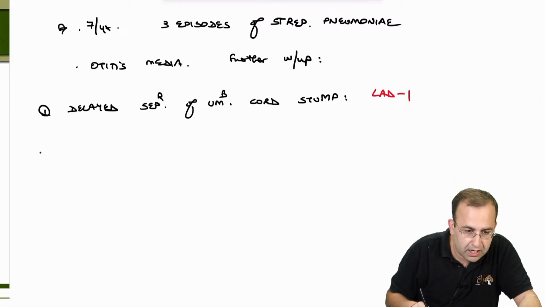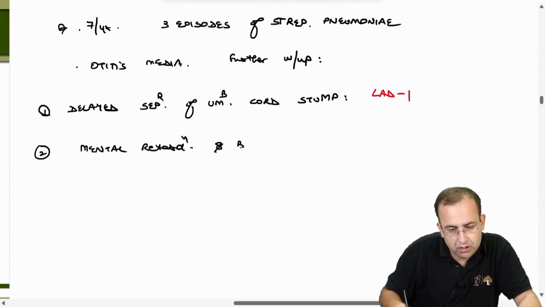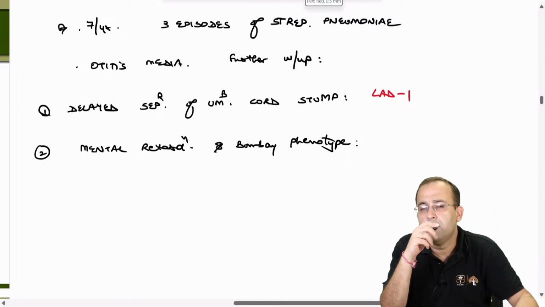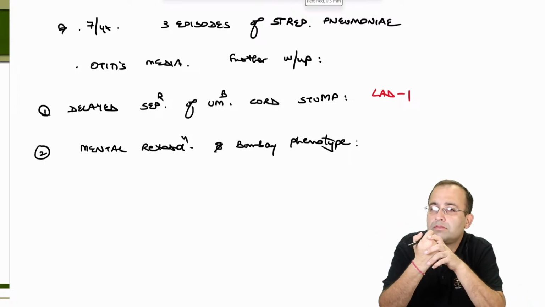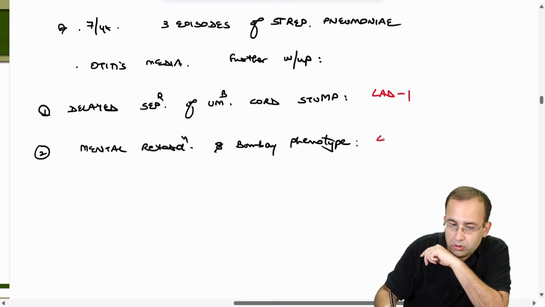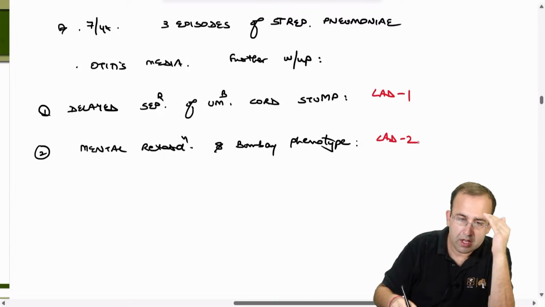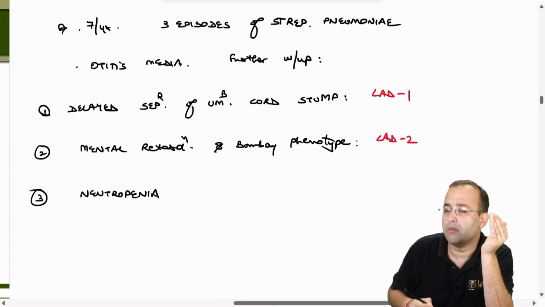Same history, increased risk of infections, shows mental retardation with Bombay phenotype. Bombay phenotype is a rare blood group. This history, mental retardation with Bombay phenotype, is associated with LAD2, leukocyte adhesion defect 2, which is a defect in rolling. Same history with neutropenia, neutrophils are reduced in number.